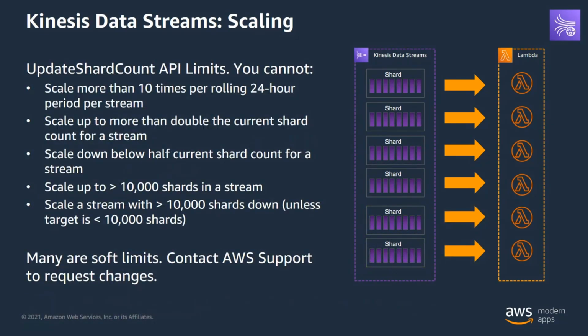Using this API, there are some important limits. You cannot scale more than 10 times per rolling 24-hour period per stream. You cannot scale up to more than double your current shard count for a stream. You cannot scale down to below half your current shard count for a stream. You also cannot scale to more than 10,000 shards in a stream, or if your stream already has more than 10,000, scale down unless the target is under 10,000. Many of these quotas in place are soft limits, so contact AWS support if you need higher limits.